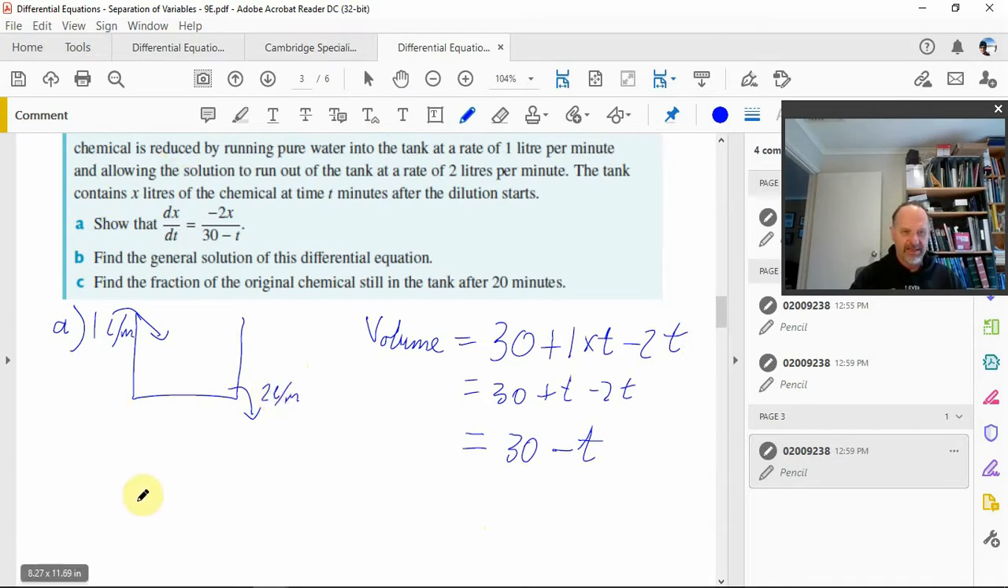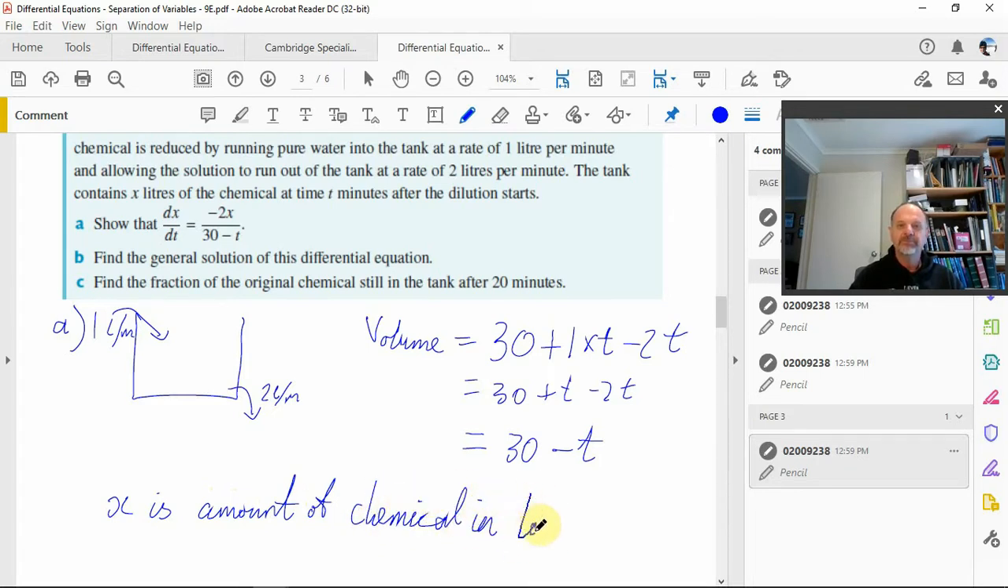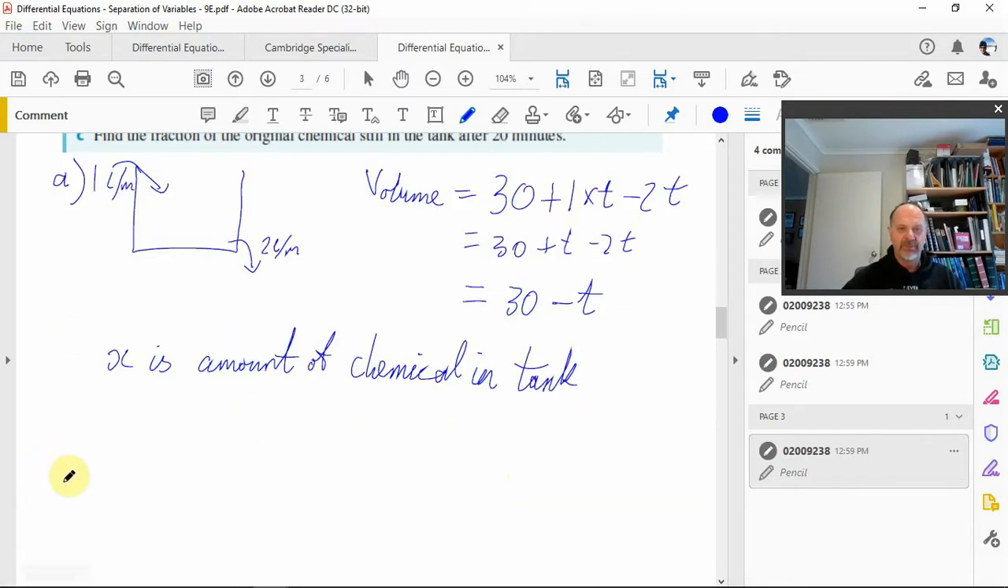All right, so what else do we know? Well, this x is the amount of chemical in the tank. All right, so the fraction of the chemical in the tank then. Let's get rid of that. Let's rewrite that. Fraction of chemical in the tank.